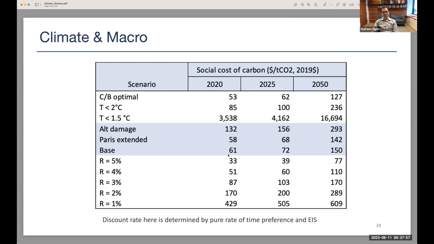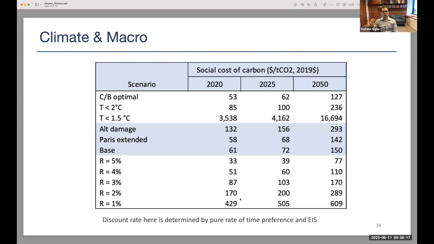Nowadays, this $50 is actually considered a pretty low number. But you can see that as you decrease the discount rate, it can become really, really high. And in fact, today the preferred numbers are certainly above 100. In the market for carbon emissions in Europe, the price is above 100, right?